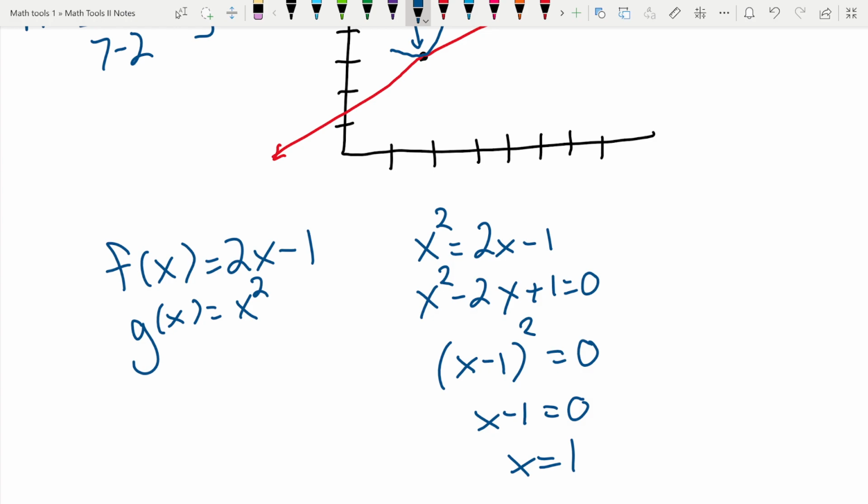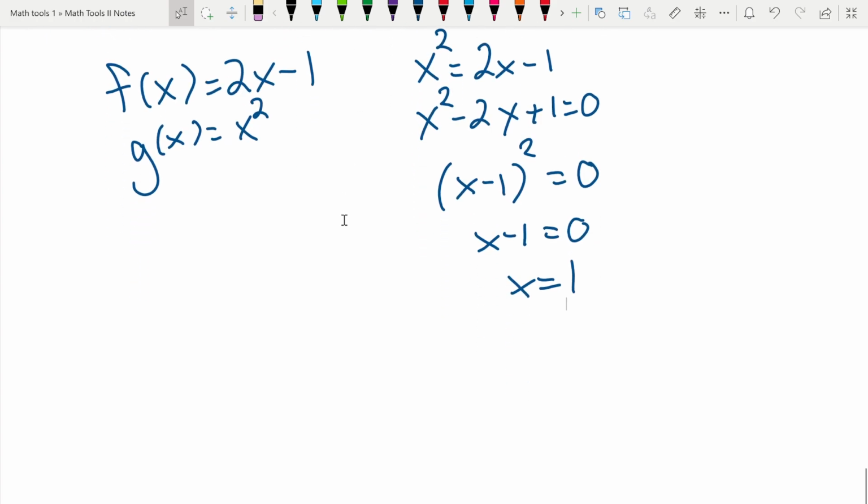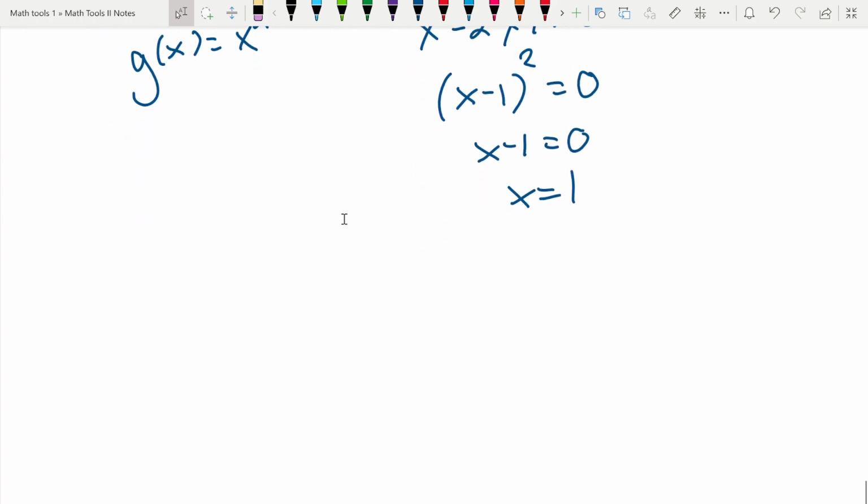And therefore, the slope of that line is the slope of x squared at x equals 1, which is what we call the derivative. So the derivative of g of x at x equals 1 is 2. Okay, so how we would write that, the notation for the derivative. So let me just write the notation here.